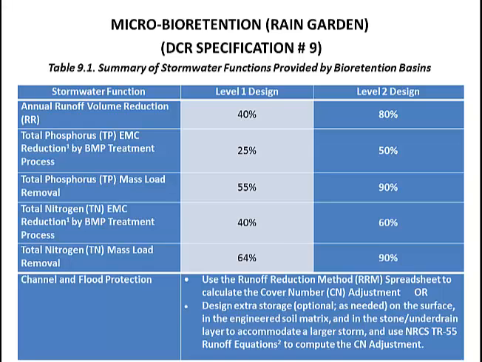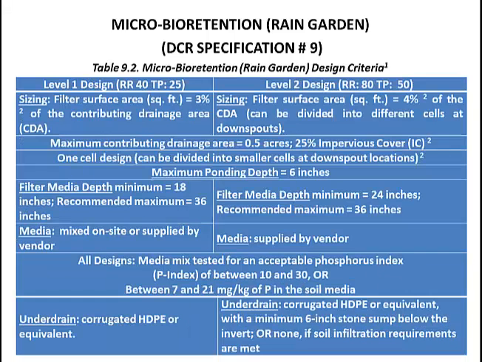The required filter bed surface area, F, is computed using Darcy's law. This will be approximately 3% to 6% of the contributing drainage area, depending on the imperviousness of the CDA and the desired bioretention design level. The bottom of the facility should be at least 2 feet above the seasonally high groundwater table. This may be reduced to 12 inches in coastal plain residential settings. The contributing drainage area for micro-bioretention or rain garden is limited to 0.5 acre.